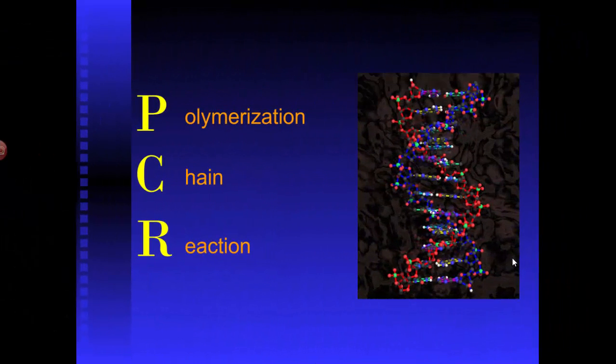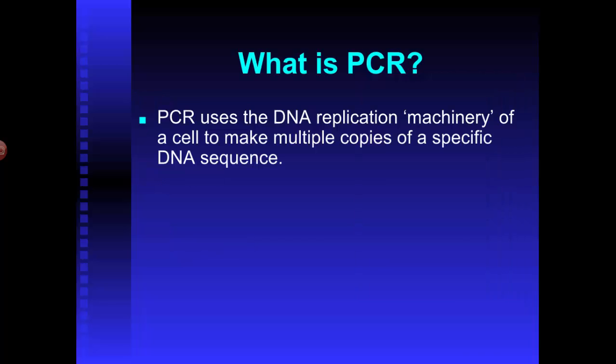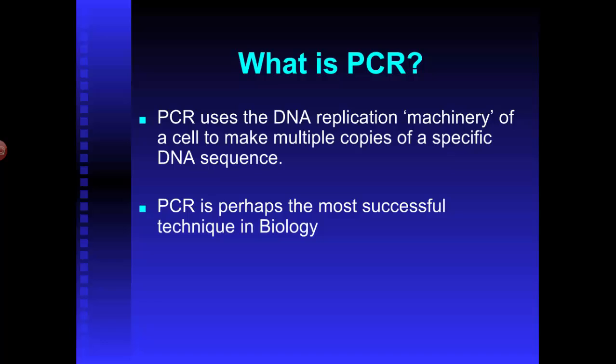So we're going to talk a little bit about the polymerase chain reaction, which is commonly known as PCR. It's a very common technique in microbiology, and most of what we're able to do with DNA would not be possible without it. So to start with, what is it? It's basically using the DNA replication machinery of a cell to make multiple copies of a specific DNA sequence, but it doesn't have to be done inside a cell. It can be done inside a little test tube.